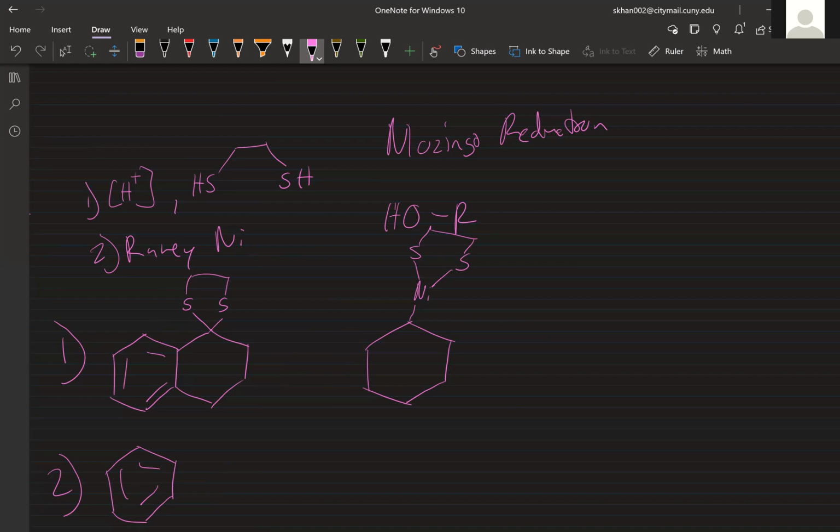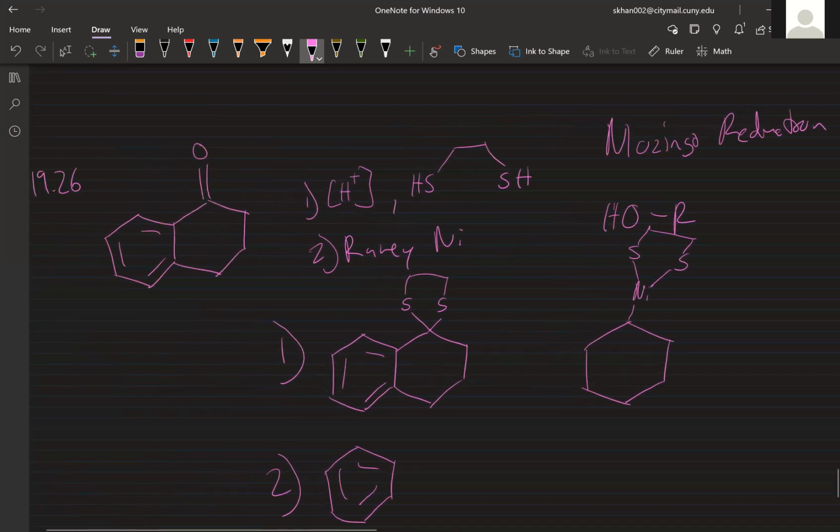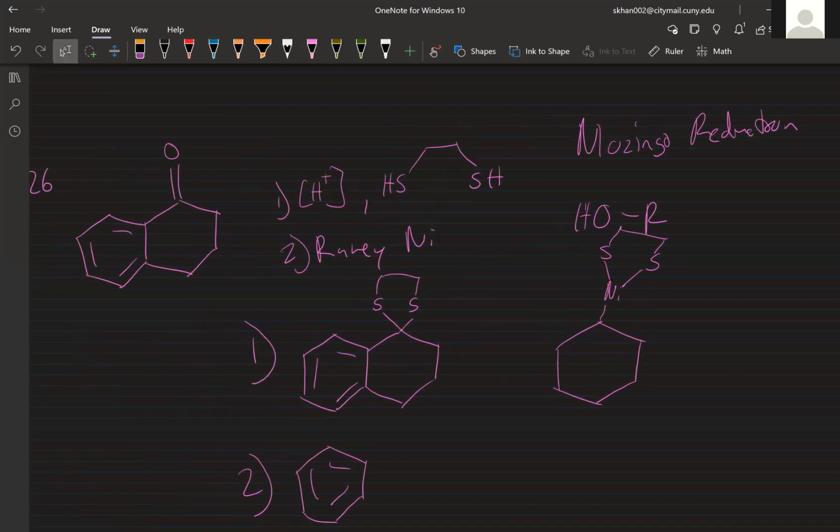Yeah, Mozingo. But Raney nickel, I'm sure you could look it up. It's used for all sorts of hydrogenations and reductions. I think a lot of it is with sulfur-based stuff, but I'm pretty sure you could do all sorts of various reductions with it. So it's a very good reducing agent.